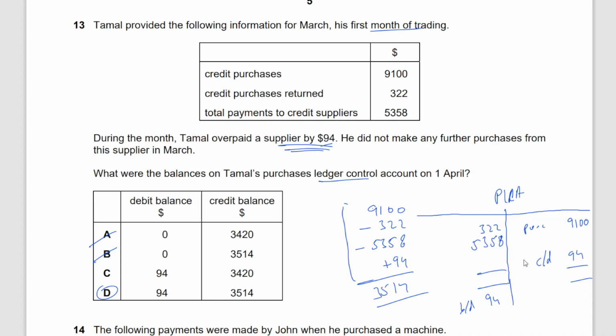Now, we will balance this and you will get 3514 as a balance carried down. This is your regular balance you're supposed to get. This is the irregular one, 94. This is unusual, right? It happened because you overpaid your supplier by mistake. So we can keep moving.